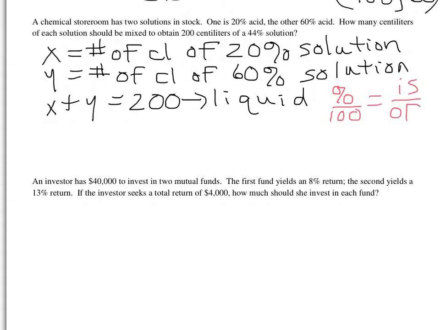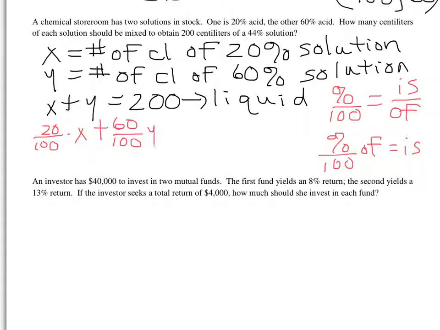over the of number. So we said you could multiply both sides by the of number to get that is number. So if you want to calculate how much pure acid is in that first solution, we're going to take 20 over 100 times how much liquid is there, X, plus how much pure acid is in the second solution. We have 60 over 100 times how much liquid is there, Y. And that equals a 44% solution.